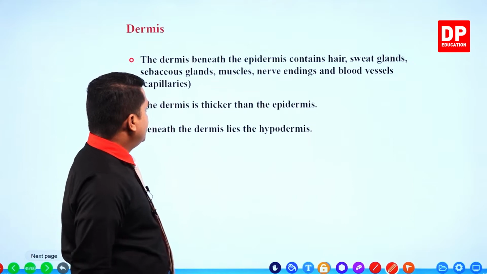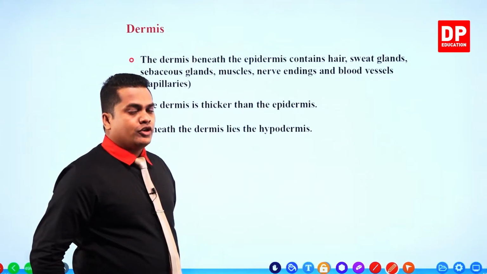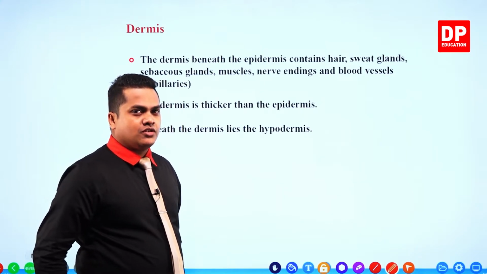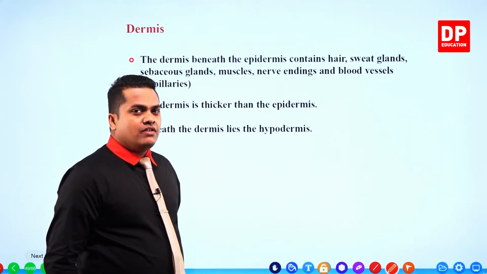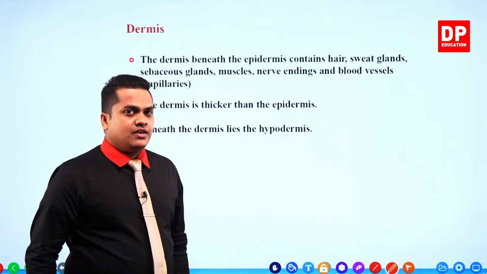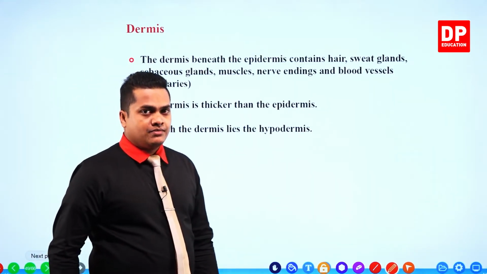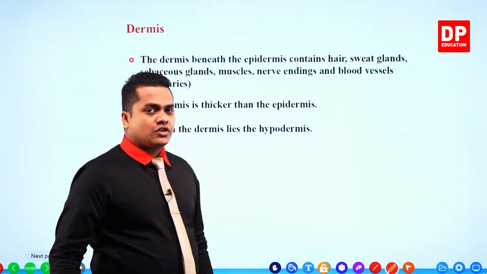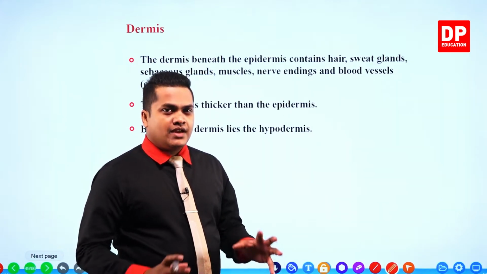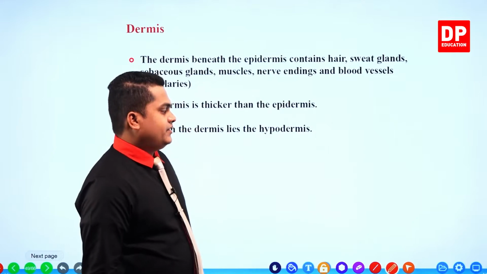Then after that, the dermis is thicker than the epidermis. Normally, I showed you when we discussed the structure using the 3D anatomy that the dermis is somewhat thicker than the epidermis. So beneath the dermis, you can observe the hypodermis, right? There is another structure called the hypodermis. We can observe it after the dermis part. Right then.